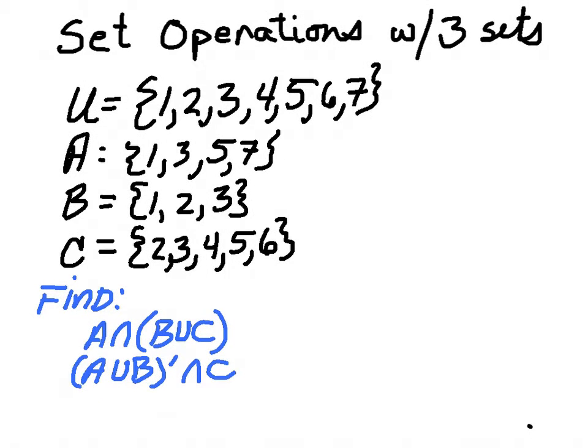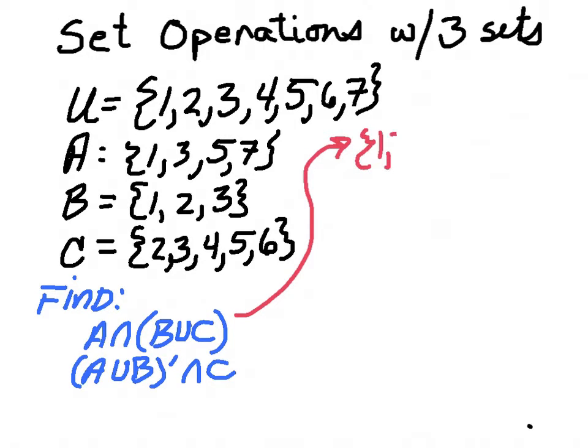Okay, here we go. When doing this kind of operation with three sets, using set operations, the trick is you want to do kind of an order of operations like you do with arithmetic. So what I would do on this first problem is I would find the B union C first, and then I would intersect it with set A. And in fact, the way I would write it is this way.